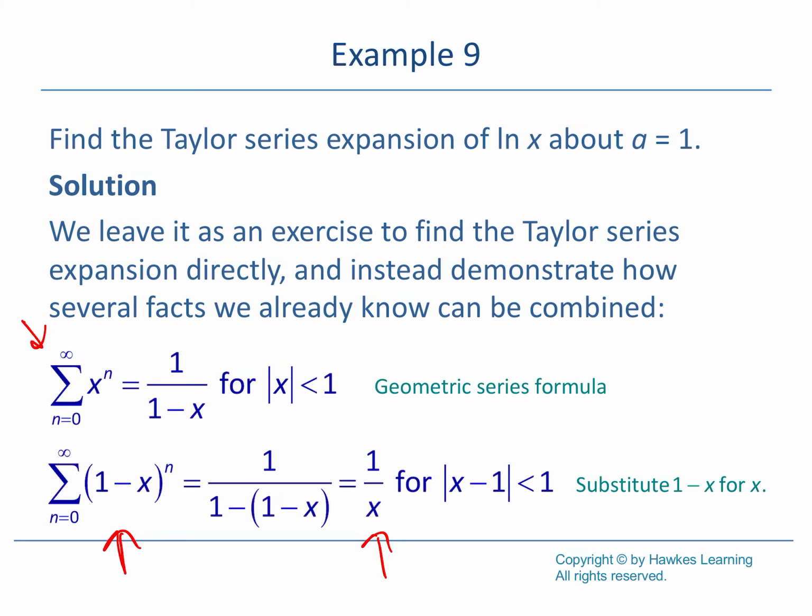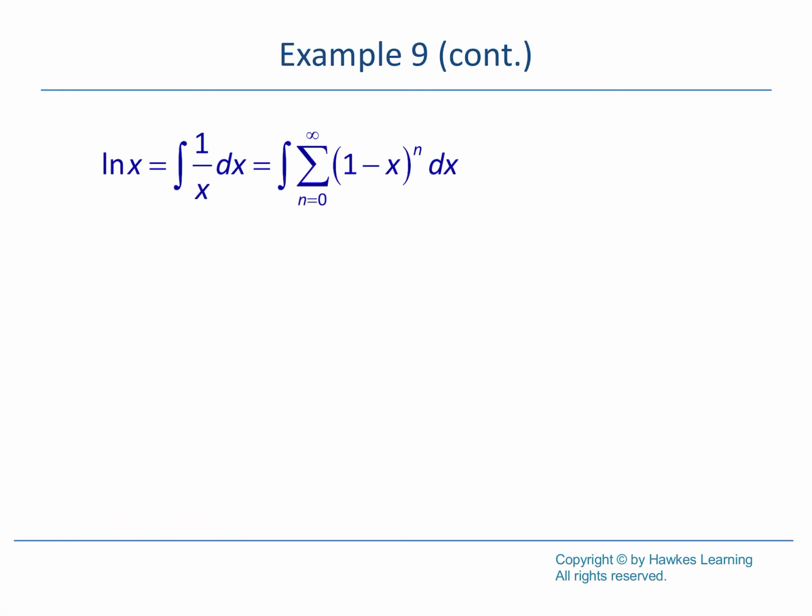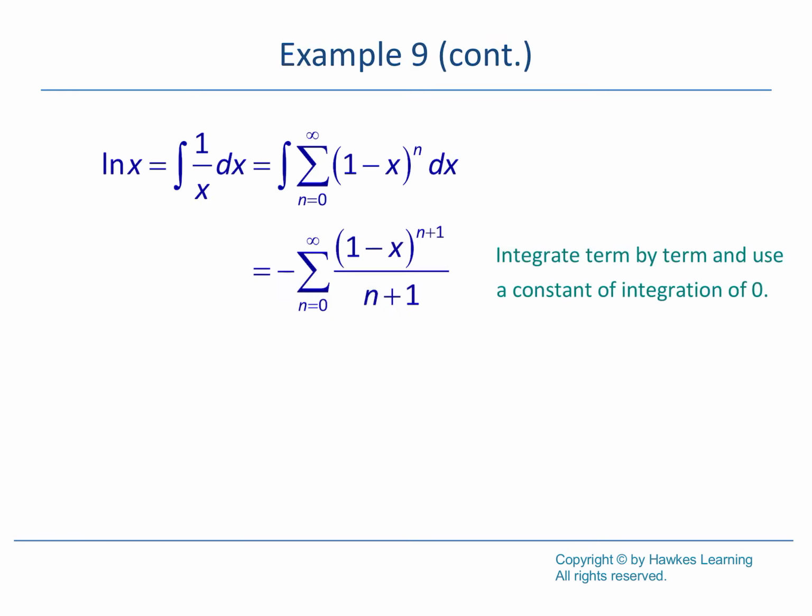And we're going to be able to take this Taylor series, take its antiderivative, so we're going to add 1 to the power and divide by that power over here, to get a Taylor series for the natural log of x.